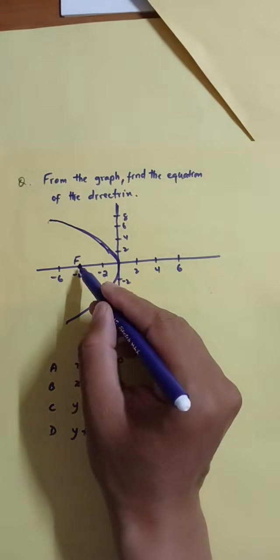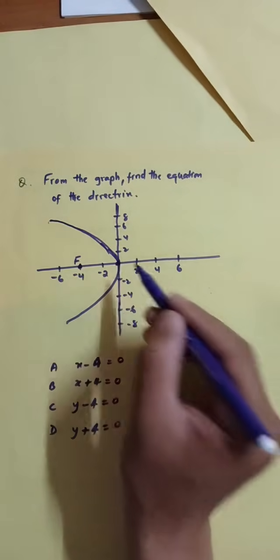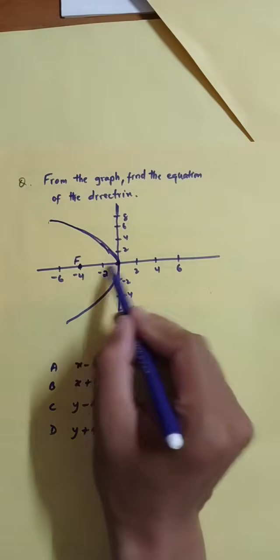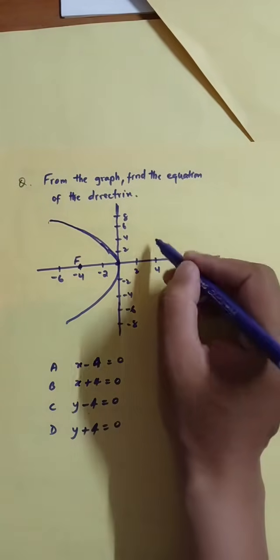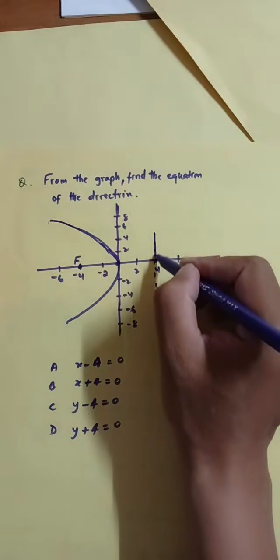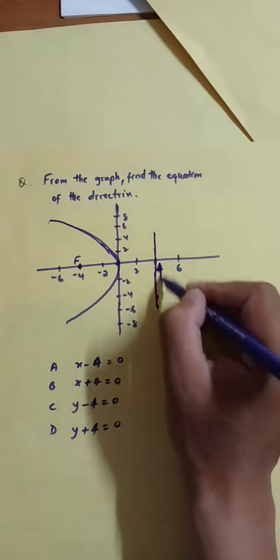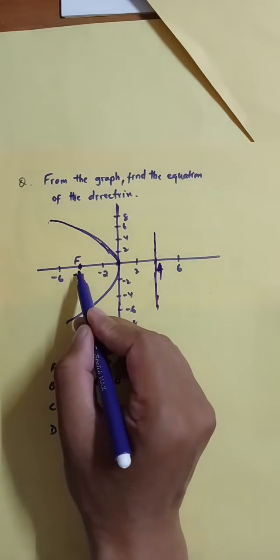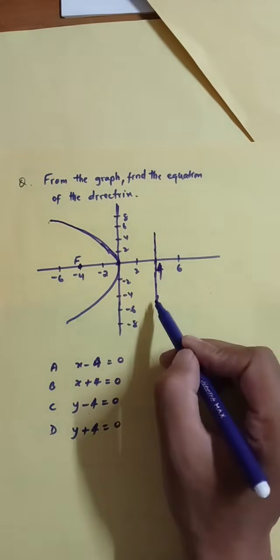So this is my focus. Imagine the vertex, and equal distance on the other side, so the directrix will be here. My directrix will be here. Because the focus is at 4, the directrix passes on the opposite side, at the same distance from the vertex.